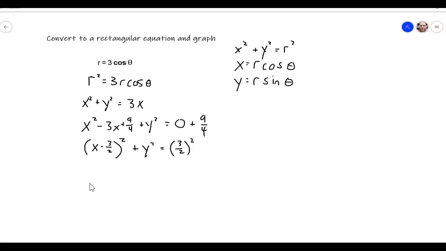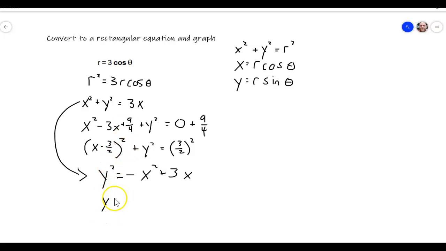And the last thing I want to do is graph this using the rectangular coordinate system. So I'm going to take this form here and solve for y. So going from here, I'm just going to subtract that x squared from both sides. So I'm going to get y squared is equal to negative x squared plus 3x. This is just subtracting the x squared from this equation up here. And then I can take the square root of both sides.